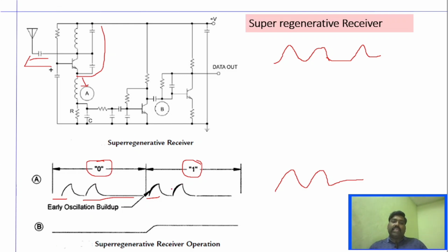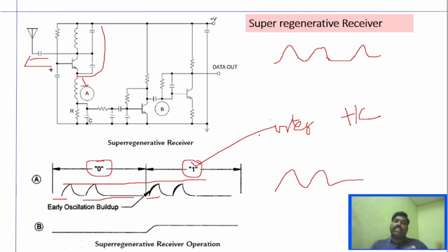The only difference here is the oscillation will start a bit earlier, which increases the pulse rate when the signal is present. And whenever we need to find out the DC level, if you send this particular signal to the integrator or low pass filter, we will be able to obtain a high DC level for 1, that is, when signal is present compared to when signal is absent. That is because of the area under the curve per unit time. And if needed, we can amplify that signal and use that particular data. This is the working of super regenerative operation.